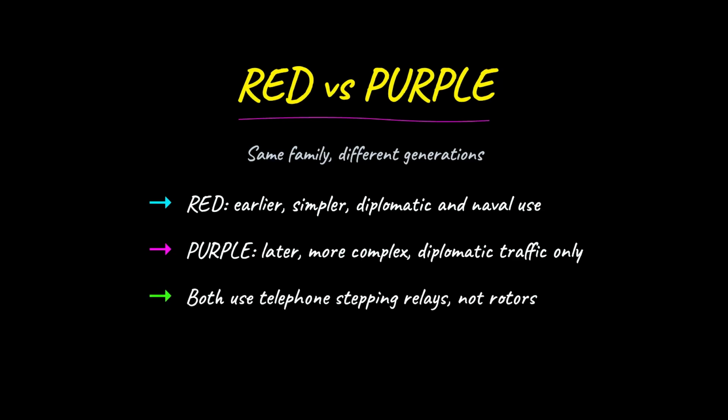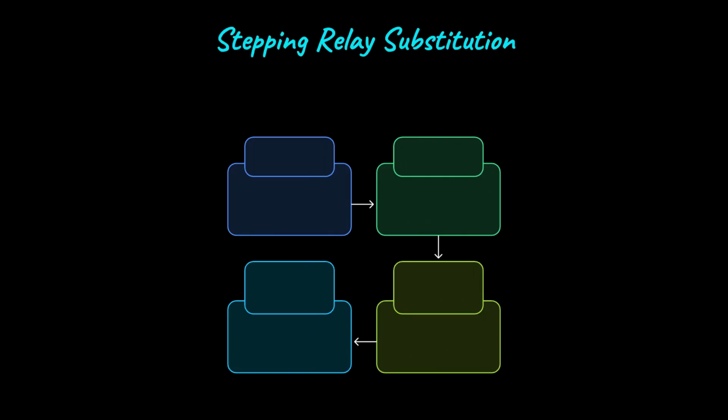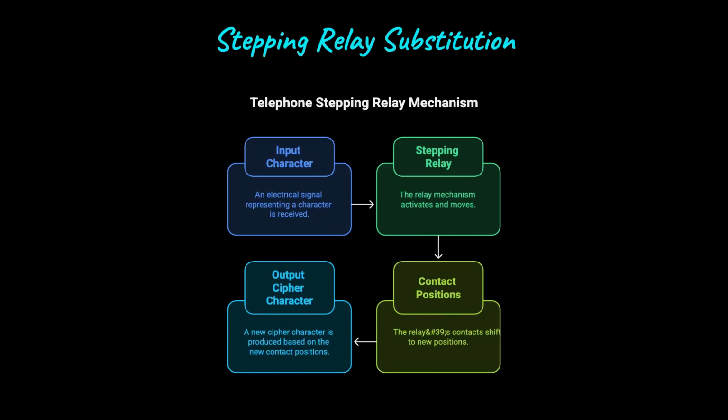Both were electromechanical, but instead of Enigma's rotors, they used telephone stepping relays, the same switches found in automatic phone exchanges. Instead of a rotating wheel, a stepping relay advances through contact positions each time a character is entered, substituting one letter for another in a constantly changing pattern. The same core idea as a rotor, achieved with switchboard hardware instead.